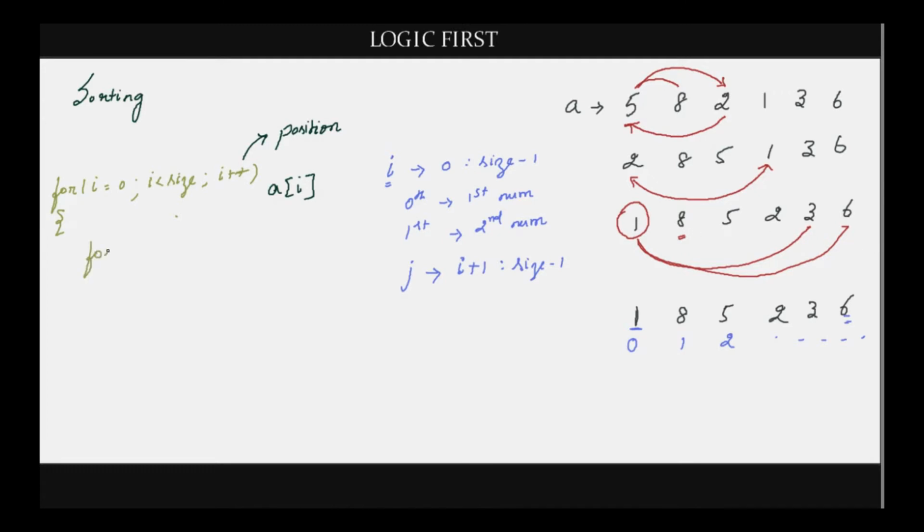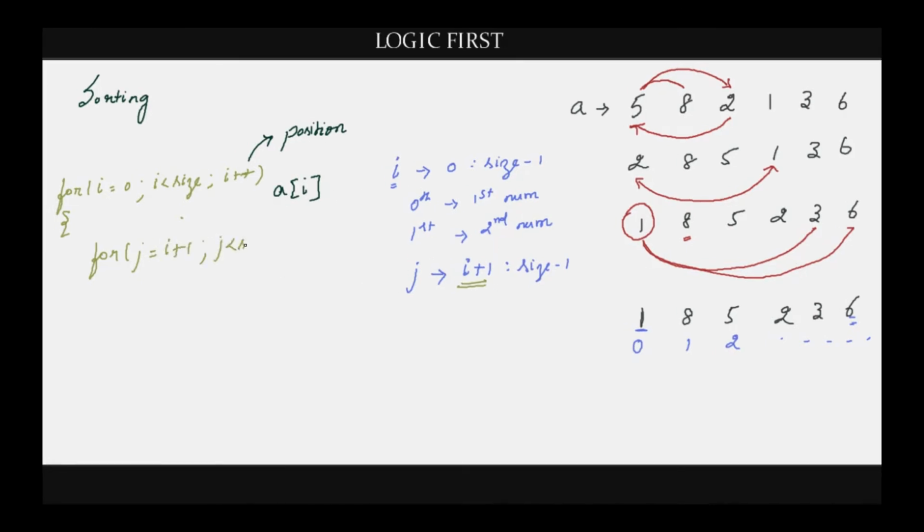So the next loop is for j equal to I plus 1, j less than size, j plus plus, because you need to compare all the subsequent numbers. So increment one by one. So now we are going to compare A of I with A of j.